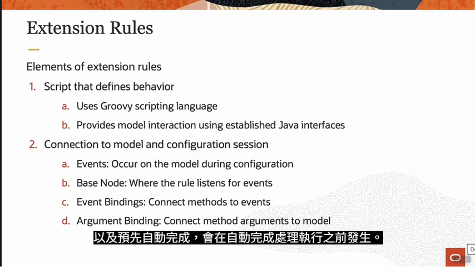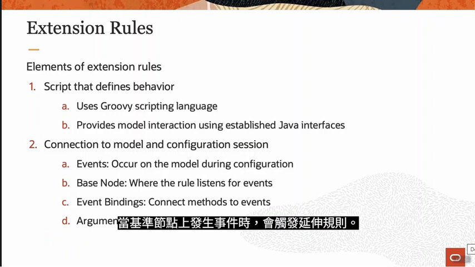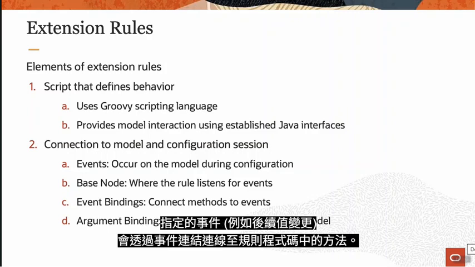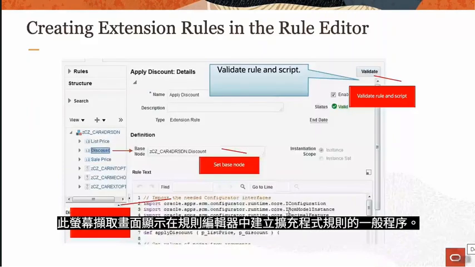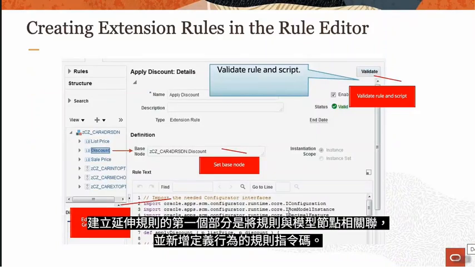This is the general procedure for creating extension rules in the rule editor. To create a rule, you use the configurator model's work area. The first part of creating an extension rule is associating the rule with a model node and adding the rule script that defines the behavior. Continuing, the second part of the rule is binding events on the model to methods within the rule script, which is illustrated in this diagram.